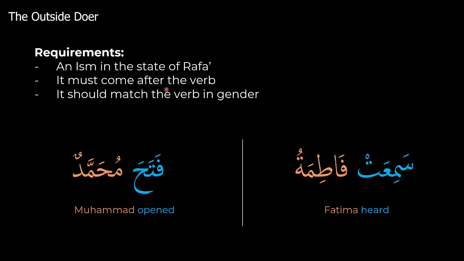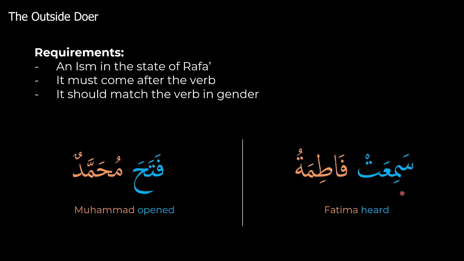So for example, we have Fataha Muhammadun, right? Muhammad opened. So Fataha is your fi'l, and Muhammadun is going to be your fa'il because it meets all these requirements. It's an ism in the state of rafa. You can tell by the dhamma here. It comes after the verb, and it matches the verb in gender as both of them are masculine. So this goes from he opened to Muhammad opened.